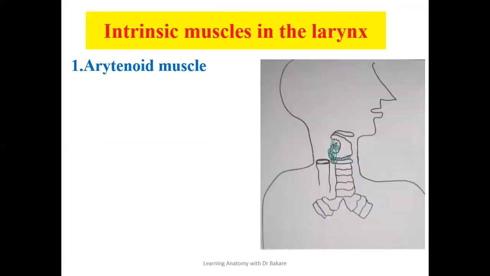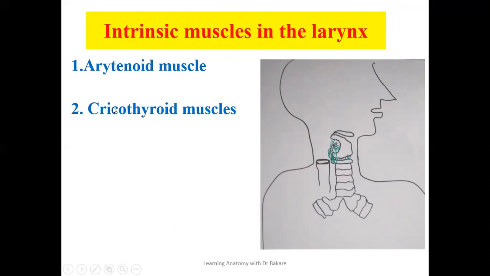The intrinsic muscles are outlined. We have the arytenoid muscle. We have the cricothyroid muscle. If you look at these intrinsic muscles, we can break their names down. If you break the names down, you would know the region of the larynx that they are connected with.